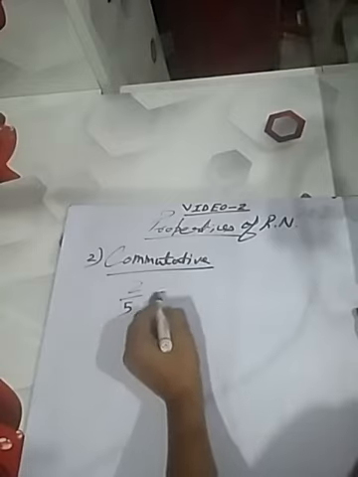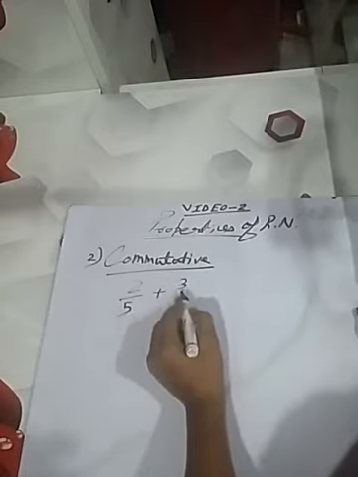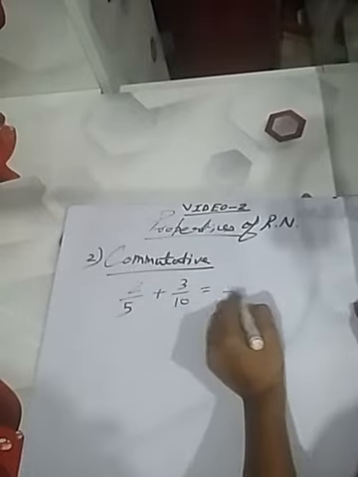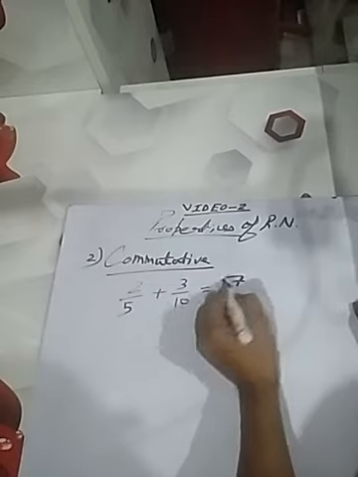Commutative property means if you add any rational numbers, we are talking about rational numbers, so I am taking the example of rational numbers only. Let's write the example here. 2 by 5 plus, there are two rational numbers, and 3 by 10. Now if you add them, the answer will be 4 plus 3, 7, 7 by 10.